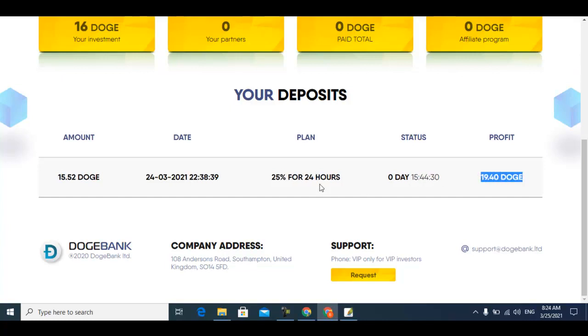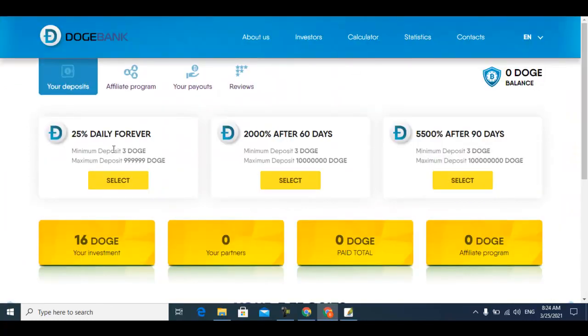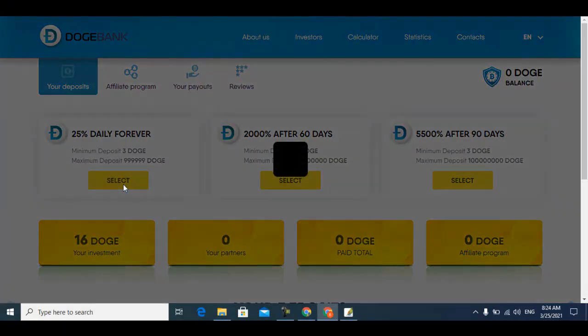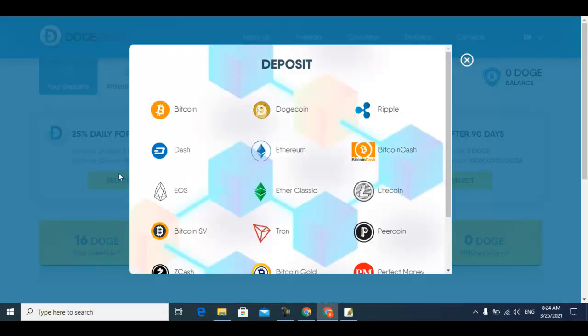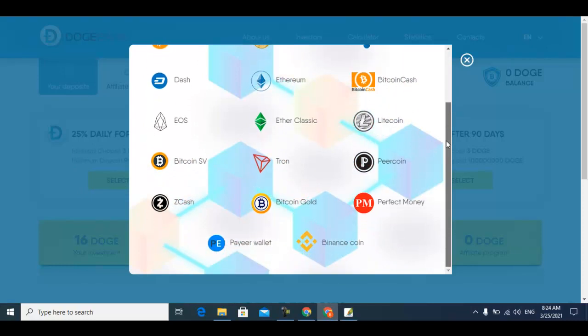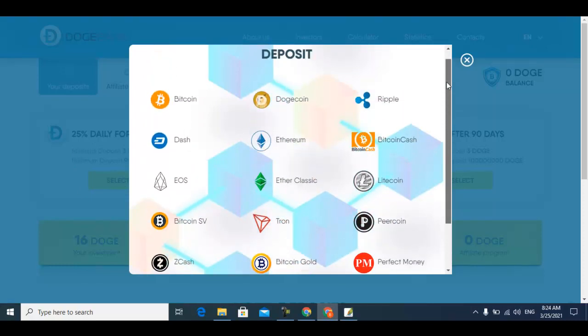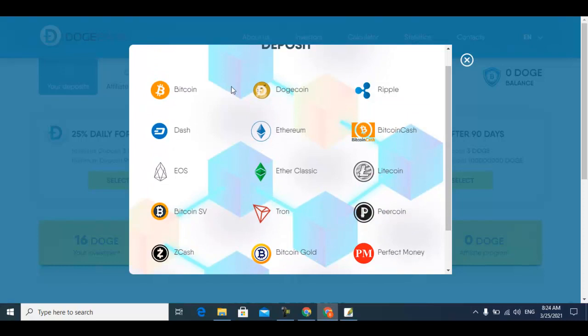Okay, and this is all the daily, monthly, 2 months and 3 months plans it will have. Okay, you can select your plan to invest, and you can invest any cryptocurrency you have. It doesn't mean if you have Dogecoin you must just invest Dogecoin. If you have Ethereum you can invest it and it will be converted to Dogecoin. If you have Litecoin you can invest it and it will be changed to Dogecoin.